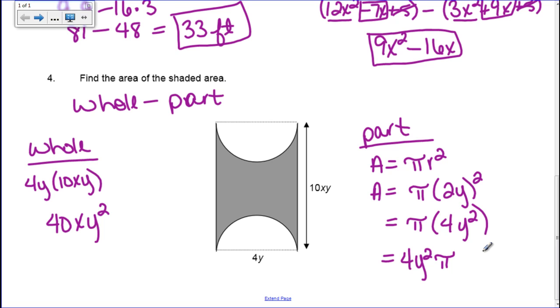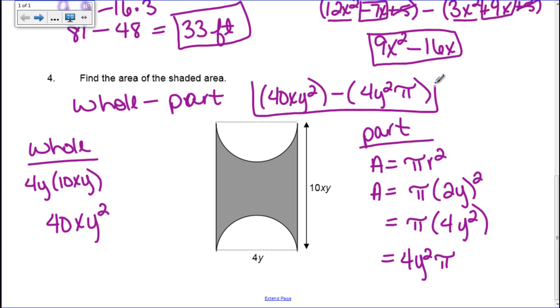And in order to find the shaded area, or the shaded region, I'm just going to subtract those 2 things. So it's going to be 40xy squared minus 4y squared pi. That's your answer. You're not going to do anything else with it because you don't have any like terms that you can combine. That is your answer. Don't go try to make it more complicated.